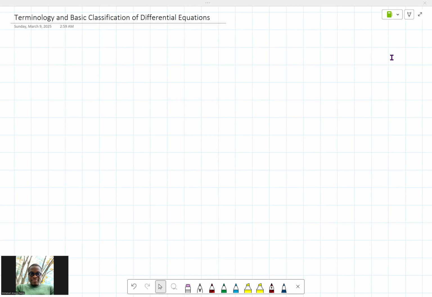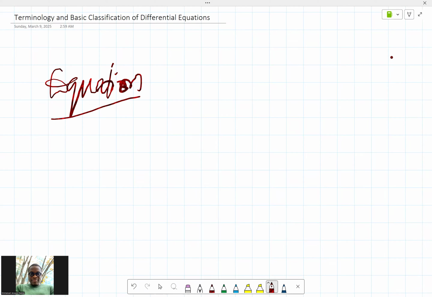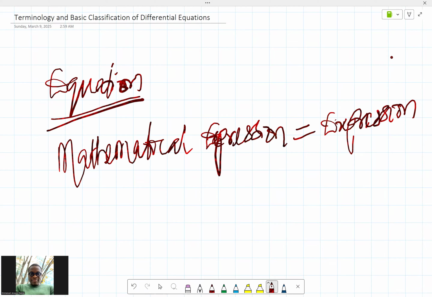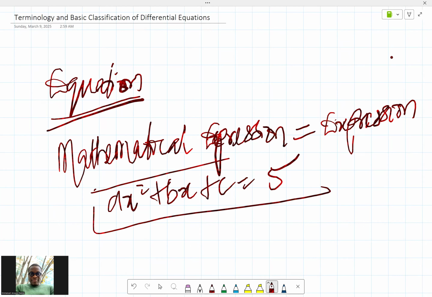In the previous video, we talked about the introduction to differential equations, where I made reference to the fact that an equation tells us about a mathematical expression. You have a mathematical expression equal to another expression, maybe a value or anything like that. So when you say something like ax squared plus bx plus c equals 5, this will be an equation.